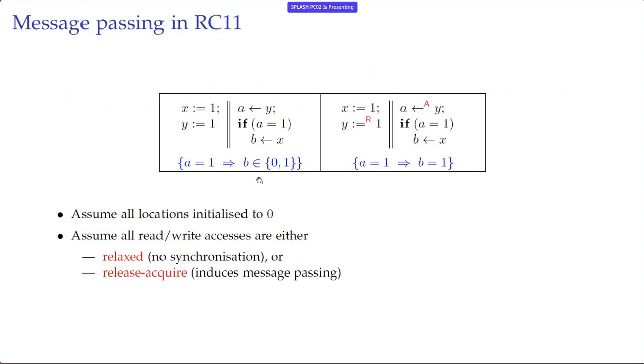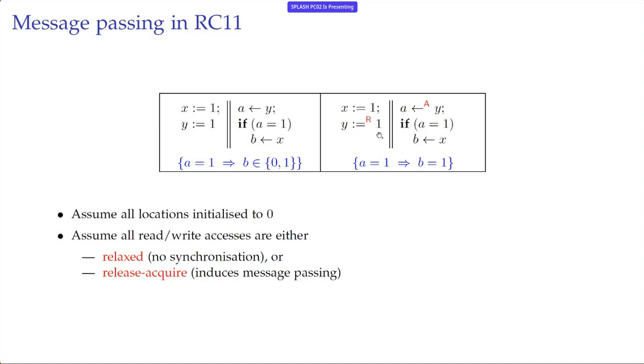Now, surprisingly, under this RC11 memory model, what can happen is that even though this thread is guaranteed to have executed after this Y has been set, these variables can be relaxed atomics, which means that it's still possible for this read to return the initial value for X. So the postcondition that we can guarantee is that if A is 1, meaning that this thread has seen that write, it's still possible for B to be 0 or 1. So it's still possible for this thread to read the initial value.